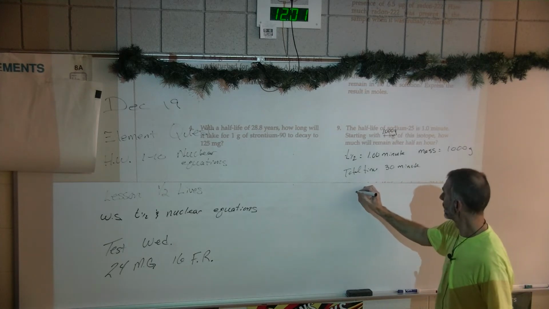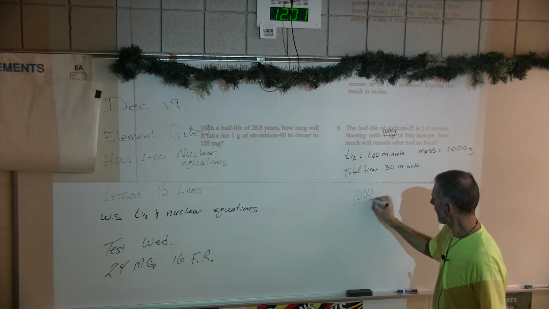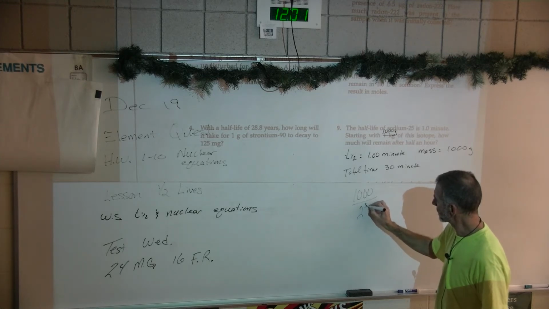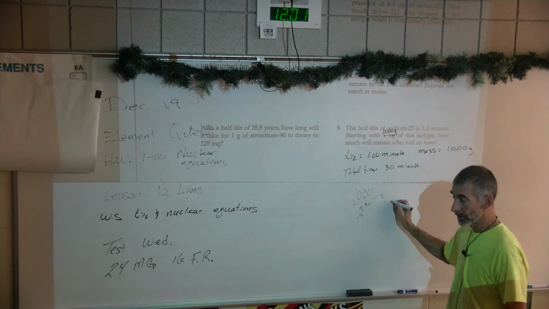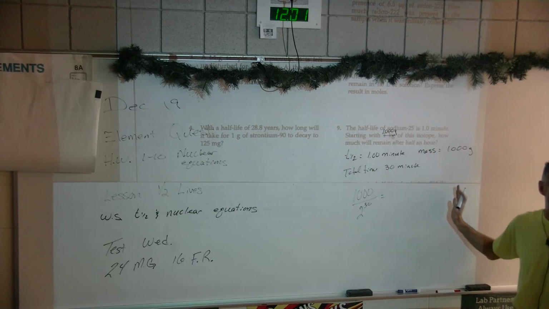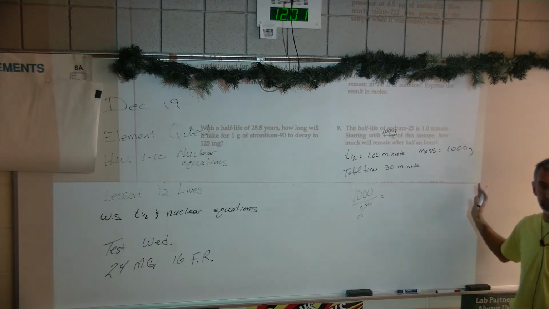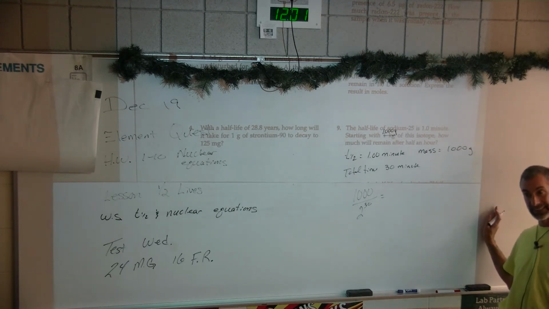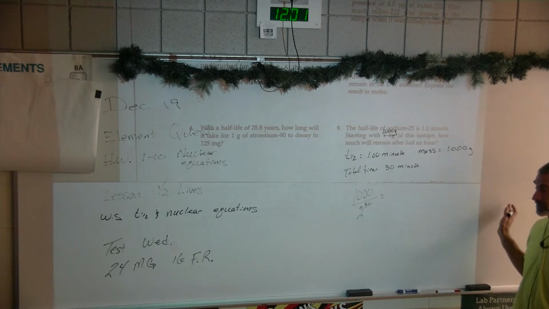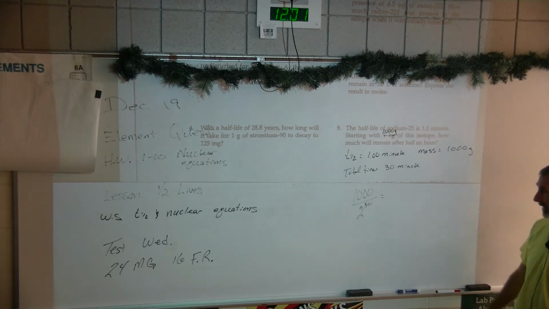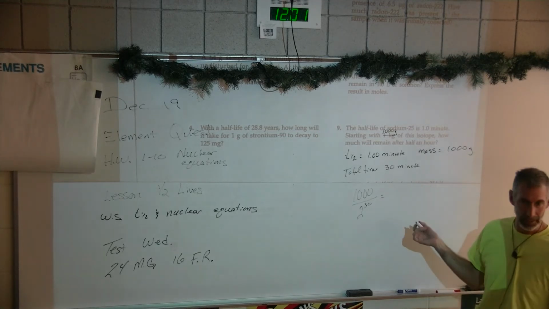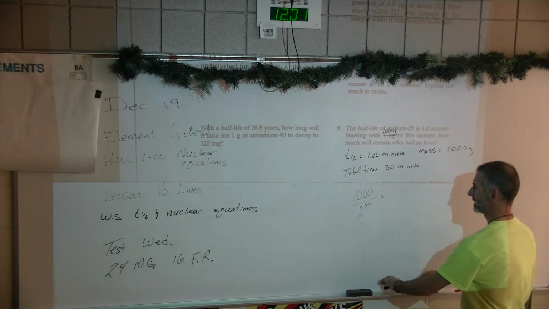30 times. So you're going to have 1,000 divided by 2 to the 30th power, or 1,000 divided by 2, divided by 2, divided by 2, divided by 2, divided by 2, 30 times. Okay? Either way, you need to be able to solve an answer for that. And this one you get, it's a very, very small amount.